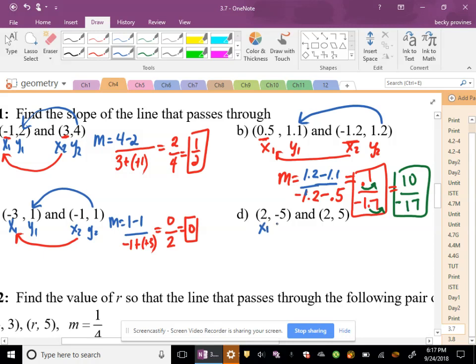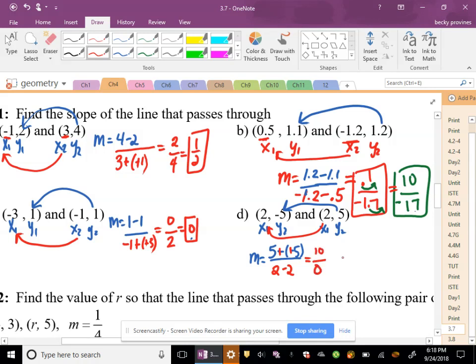All right, the last one, letter D. Well, we do have a little bit of a pattern here. We have a positive slope in the first one, a negative slope in the second one, a 0 slope in the third one. So let's predict what this one's going to be. What do you think? Say 5 minus negative 5. And so I subtracted the y values. And now let's subtract the x values. 2 minus 2. Now be careful. Minus a negative becomes plus a positive, so that's 10 on top.